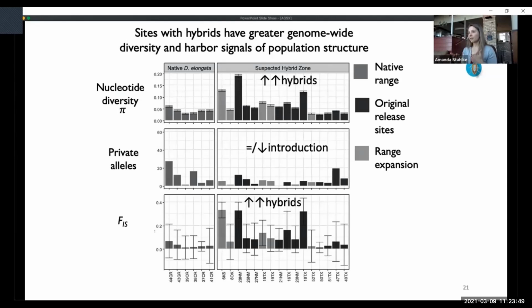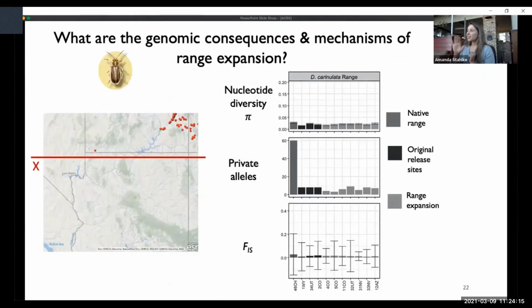And if we look at FIS, these sites with hybrids actually have the highest inbreeding statistic, but this is actually a signal of the Wahlund effect, or population substructure measured within a site, and is probably reflective of population barriers or reproductive barriers between hybrids or recent hybridization. Okay, so that's the hybridization story.